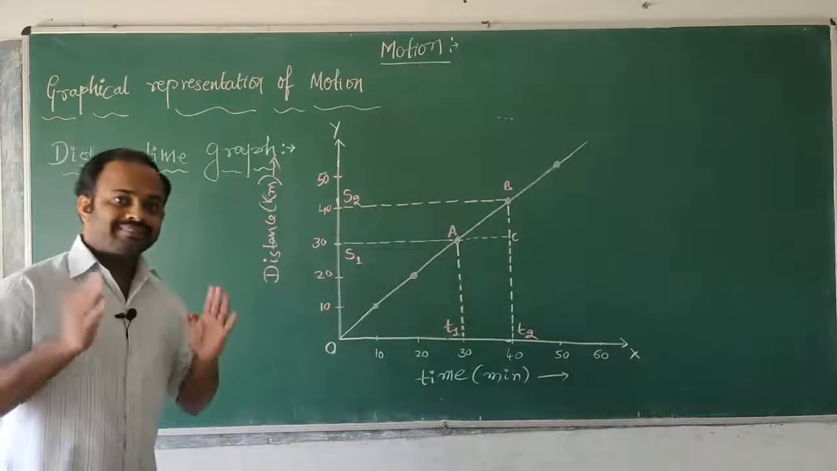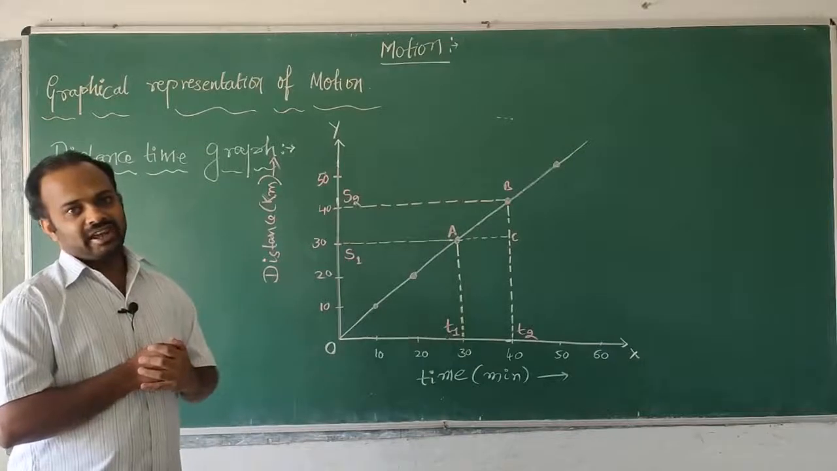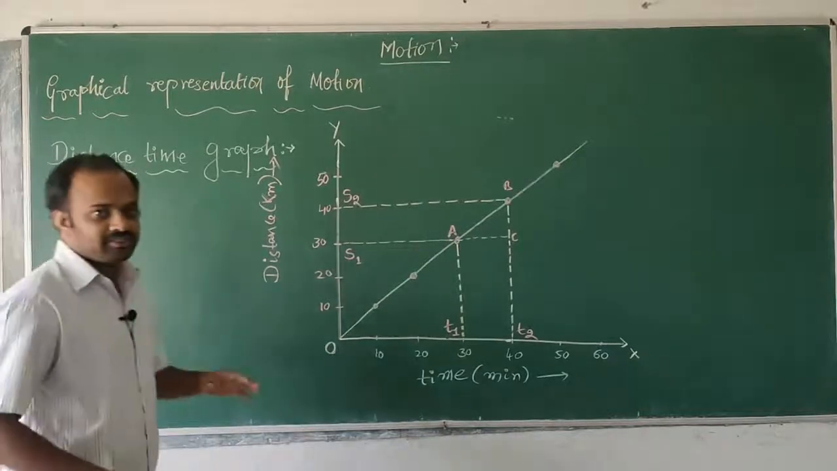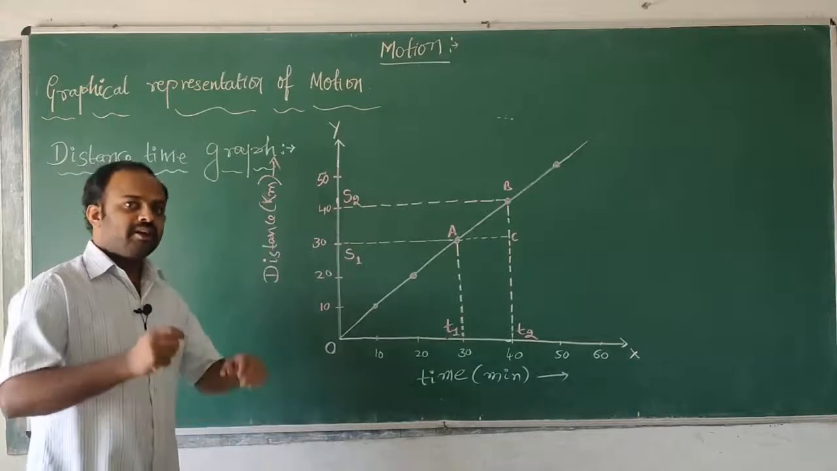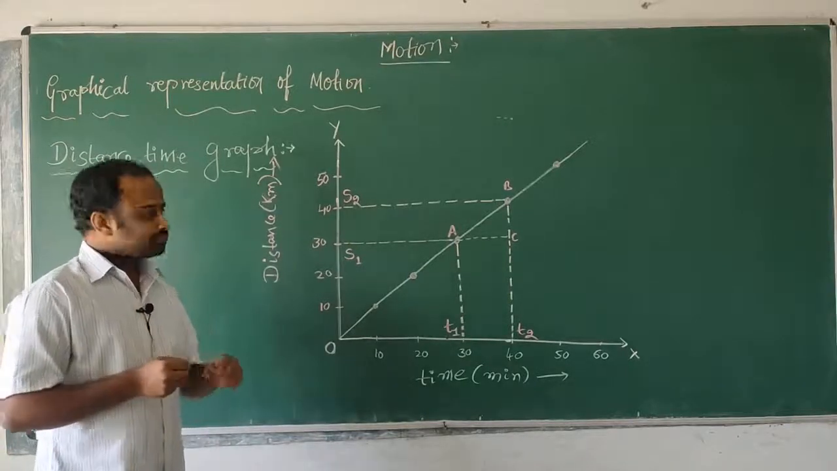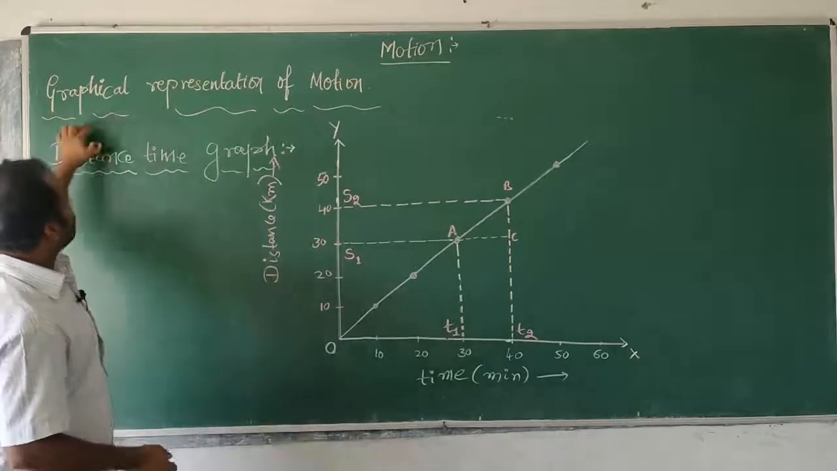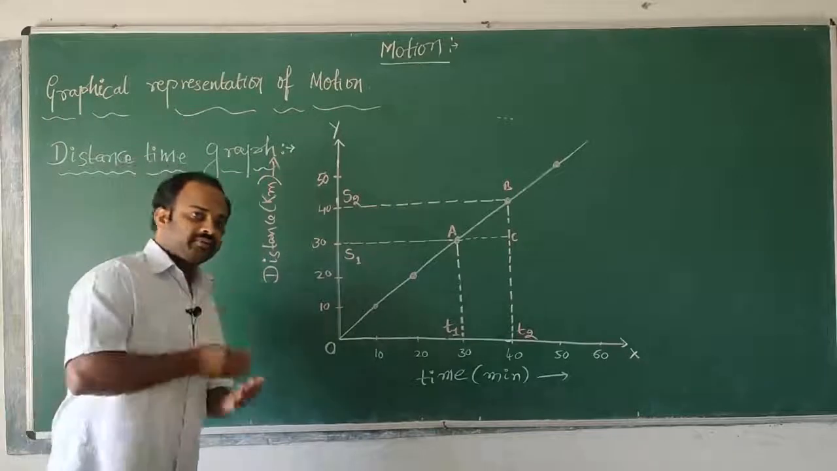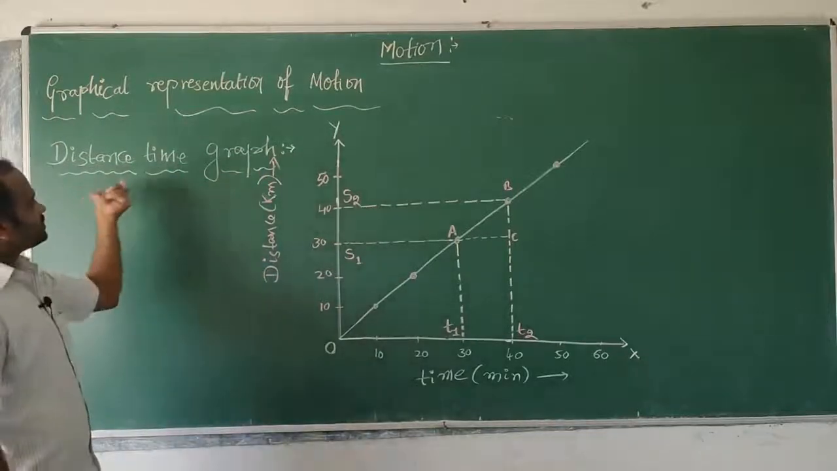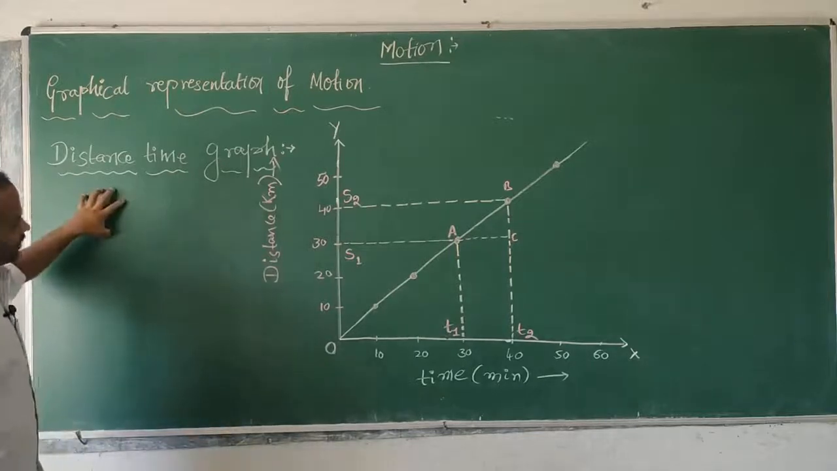The motion can be represented in the xy Cartesian, which is nothing but a graph, the XY plane. In the XY plane, we can represent the motion as a graph. That's why we call it graphical representation of motion. In that, the first one is the distance time graph.